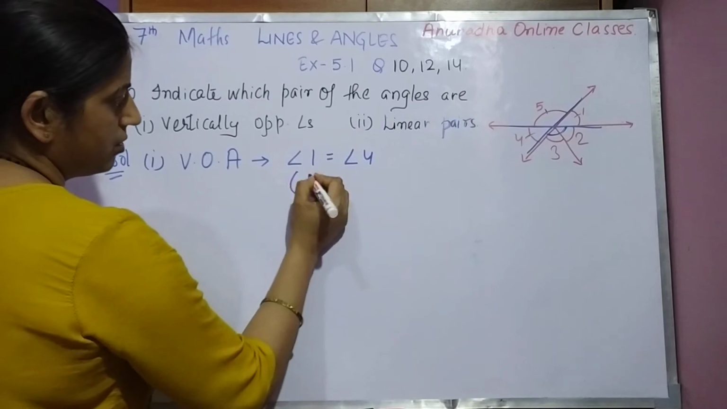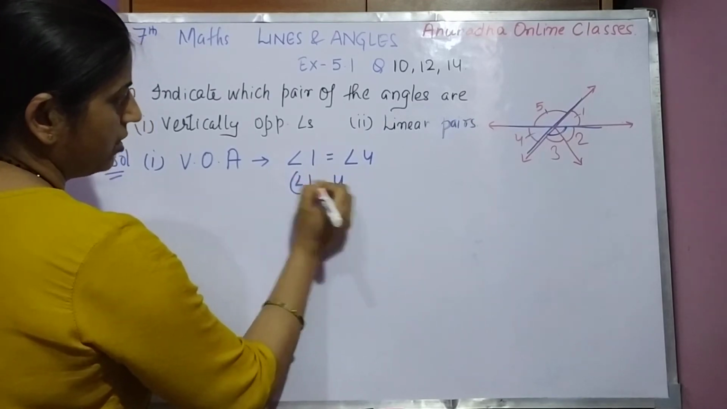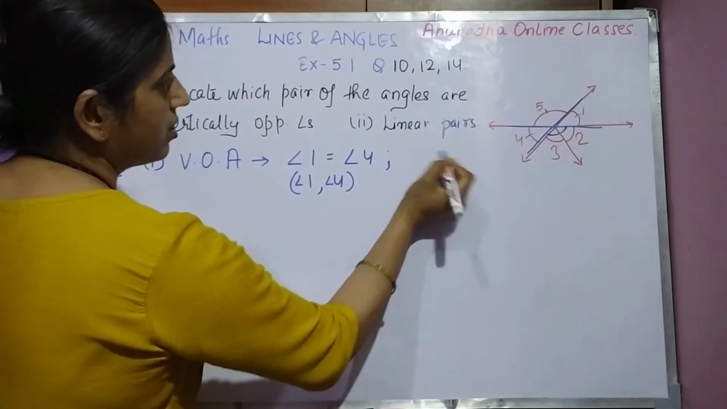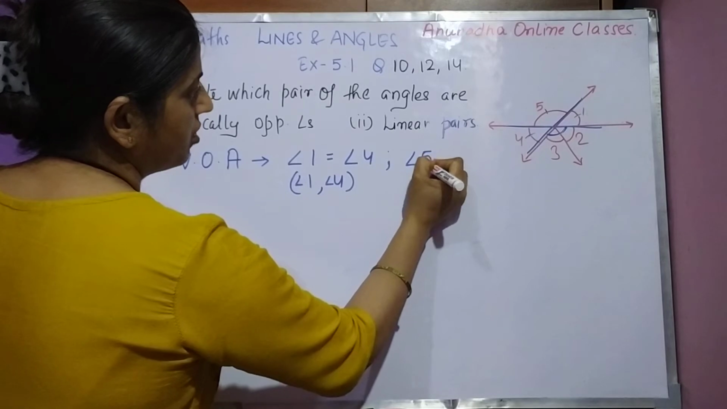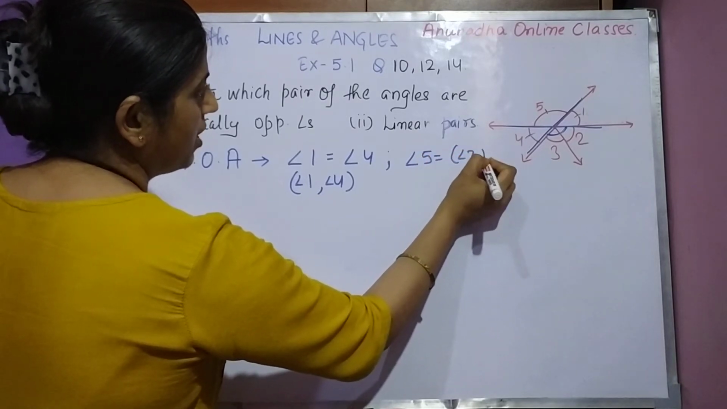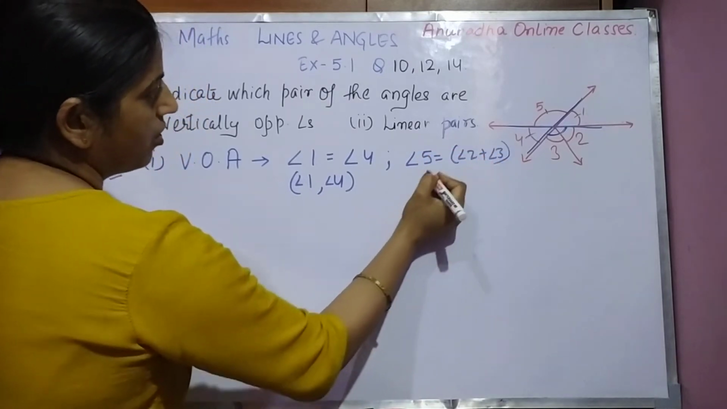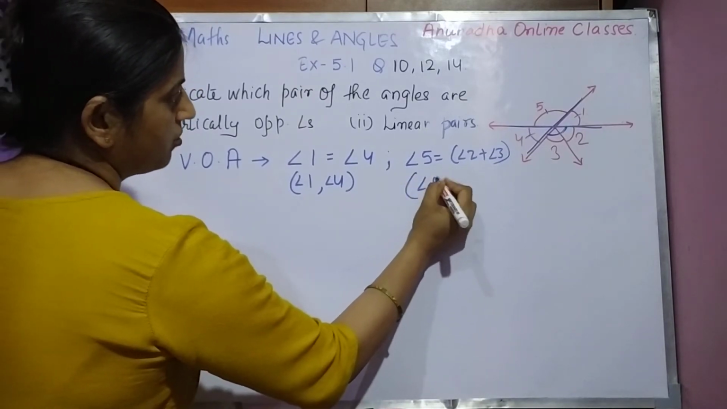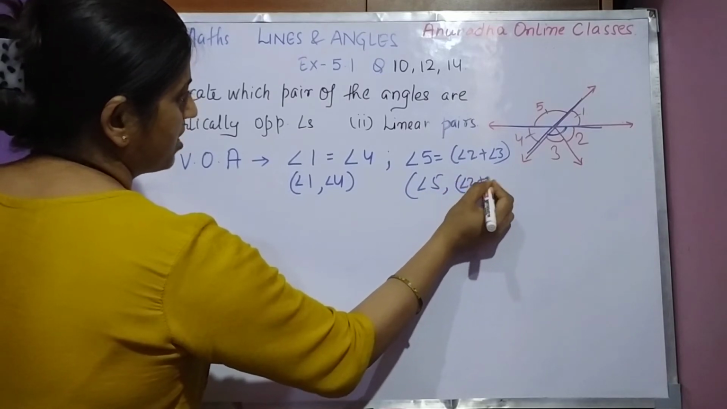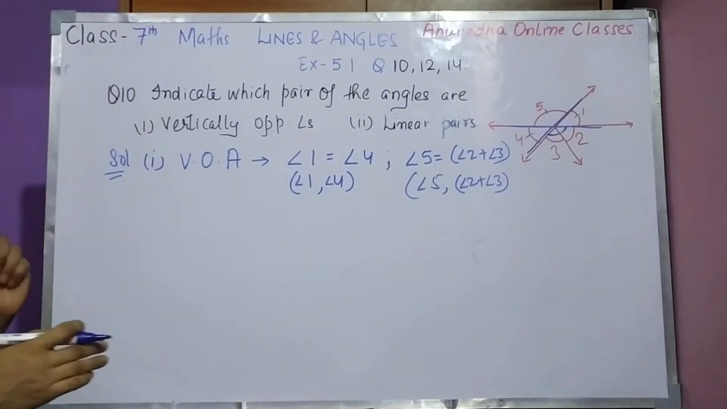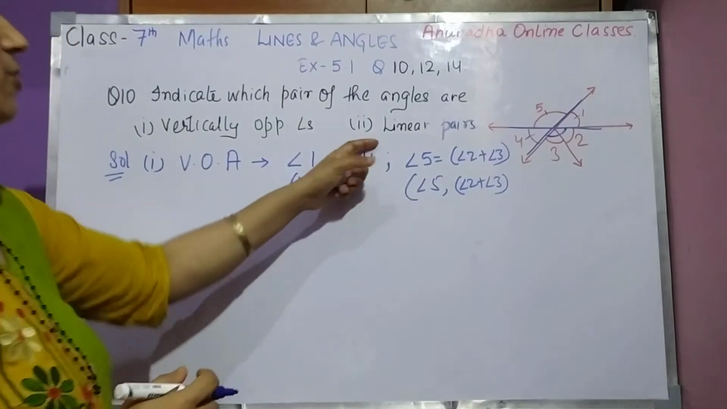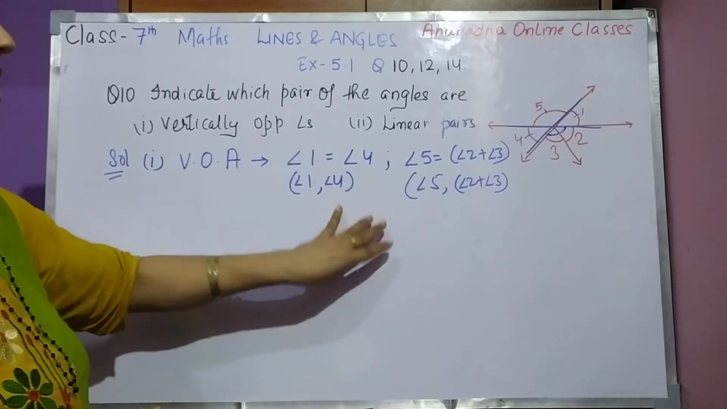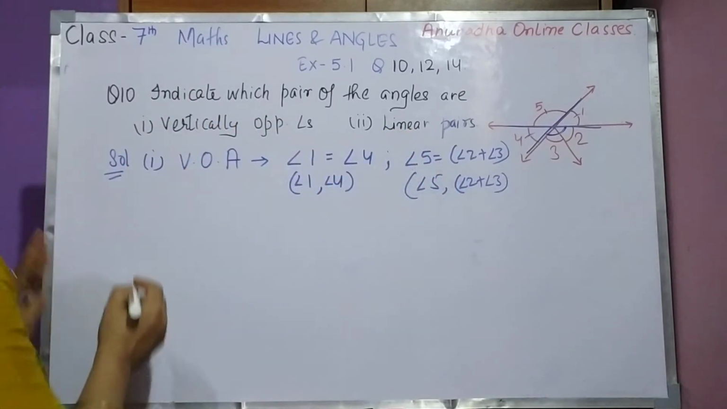You can write it like this also, angle 1 and angle 4. One pair is this, and the second pair you can write: angle 5 is equal to angle 2 plus angle 3. Okay, or you can write it in this way, angle 5 and angle 2 plus angle 3. In this way you can do it. Now see, these are the two pairs of vertically opposite angles in this figure.